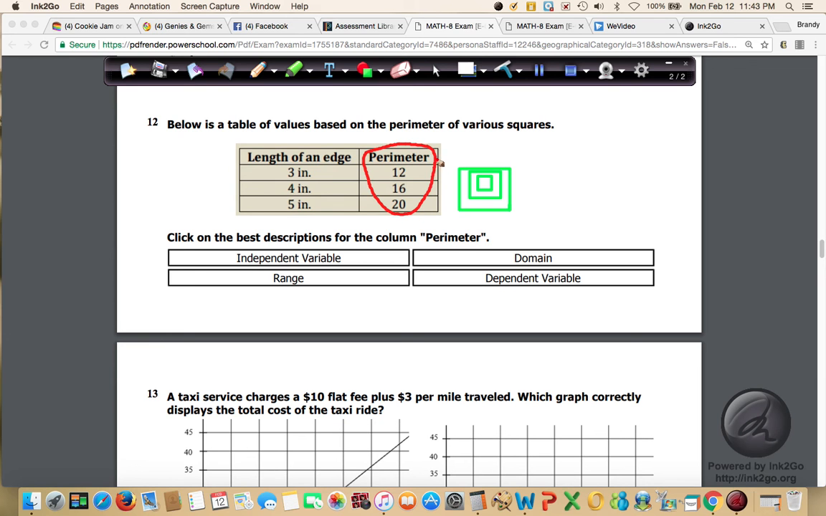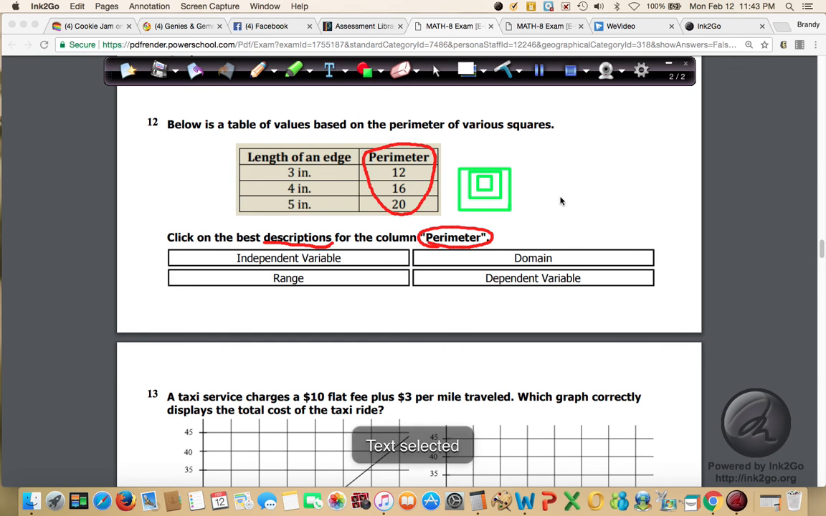What is this? Is this independent or dependent? Because those are our choices. So this word right here, descriptions, there's your plural. Hopefully you read that and said, oh, I need to pick more than one. This is a TEI question, so you must pick more than one. We're also looking for perimeter. So all we care about is the perimeter.